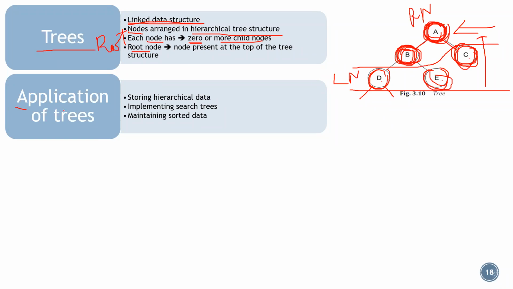Now, what is the application of trees? If you want to store information in hierarchical form, you can go for the tree data structure. Another important thing about trees is the binary search trees, which in short we call BST. So for searching and sorting, we can make use of trees.